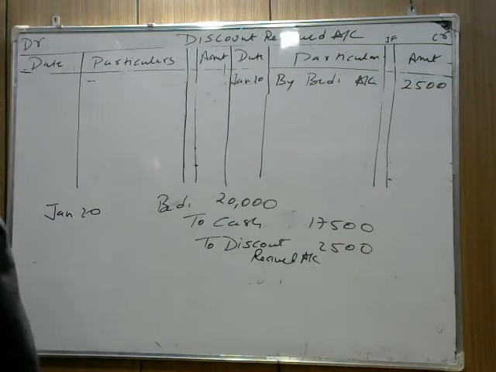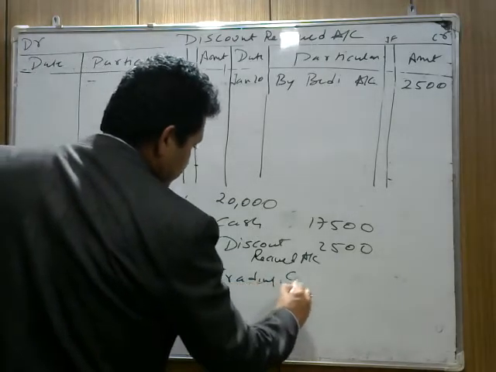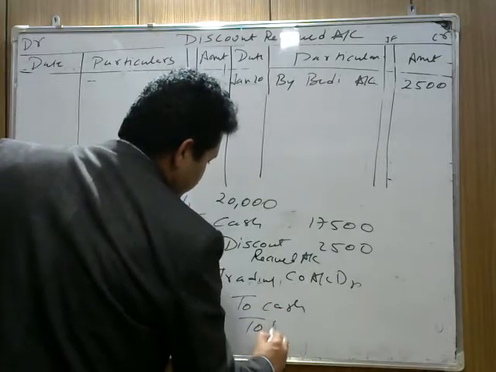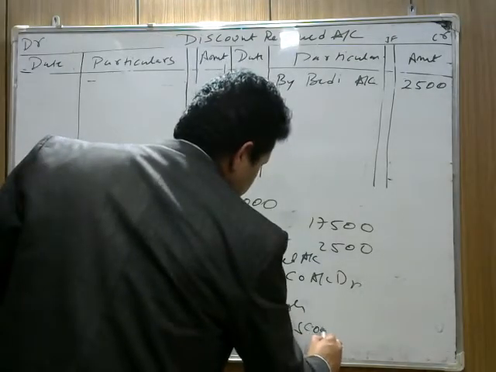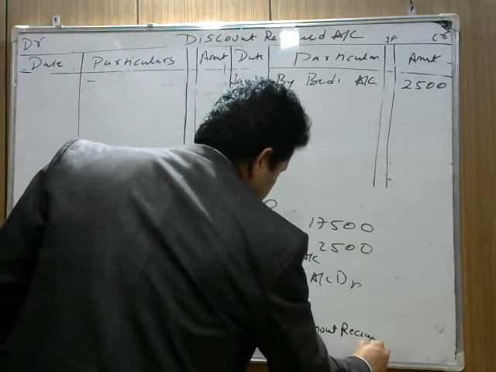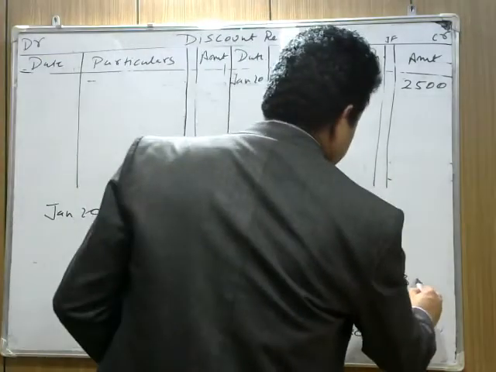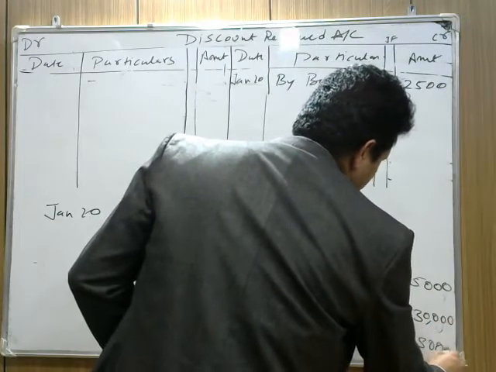Okay, next term is here by Ashok Trading Company. It's on Jan 25. Check Ashok Trading Company because we pay cash to Ashok Trading Company and we receive a discount. So we write Ashok Trading Company account debit to cash and to discount. He has mentioned the same, to discount receive account. Now here we are paying to Ashok Trading Company 35,000. In cash we are paying 30,000 and we receive a discount of rupees 5,000 from Ashok Trading Company.